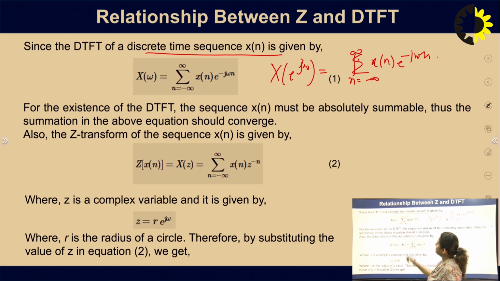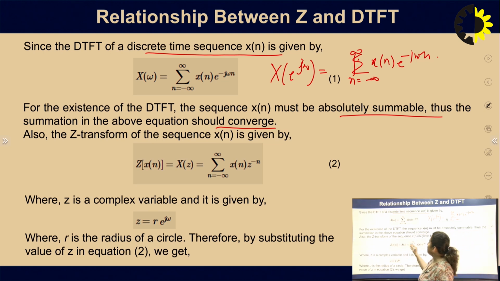So for the existence of DTFT, the sequence xn must be absolutely summable. If it is not absolutely summable, the DTFT cannot be valid or cannot be found. Also, the summation in the above equation should converge. Converging means it must have some finite value. Otherwise, if it has some infinite value, the discrete time Fourier transform is not valid.